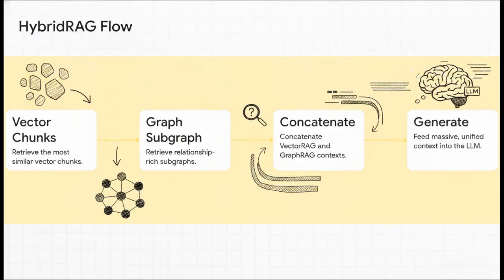First, the system retrieves the most similar vector chunks. Second, it retrieves a relationship-rich subgraph from the knowledge graph, and this is usually constrained to 1 degree of separation from whatever entity you queried. Third, it concatenates both of these contexts together. The vector RAG context gets appended first, followed right after by the graph RAG context. Finally, this massive, unified context is fed straight into the LLM to generate the final answer.